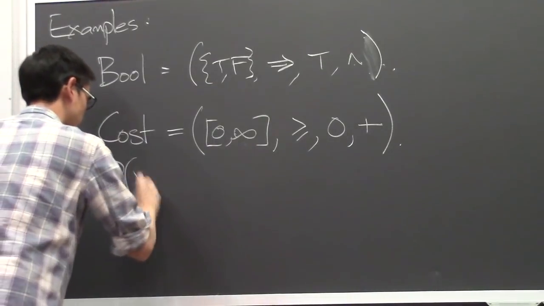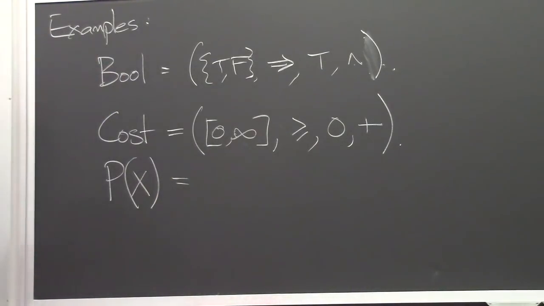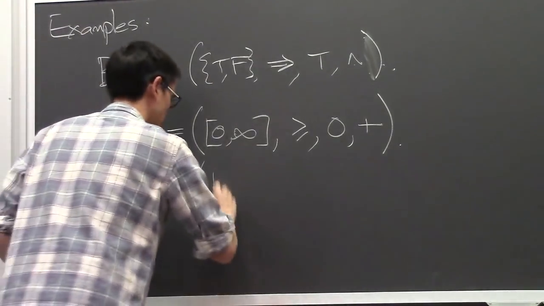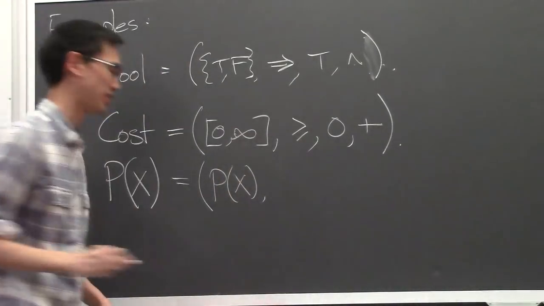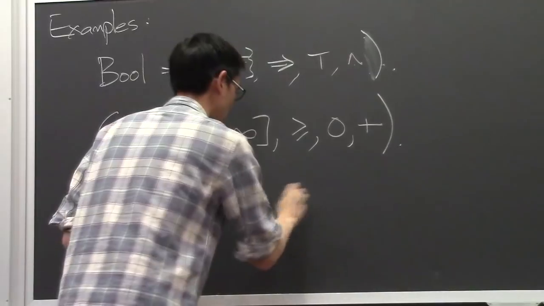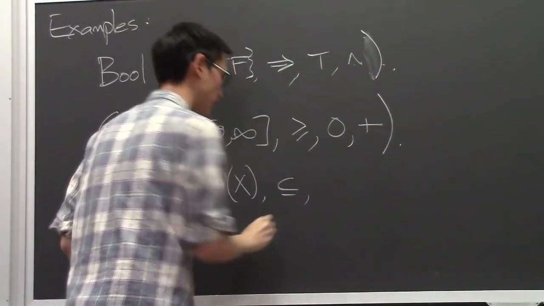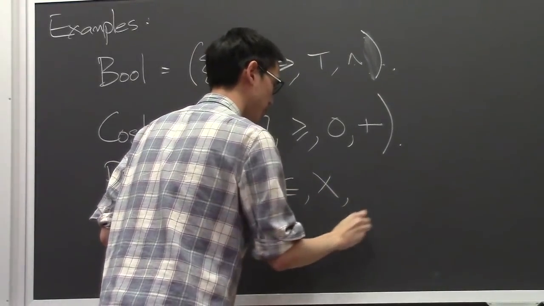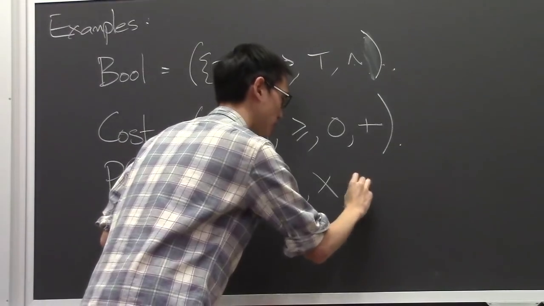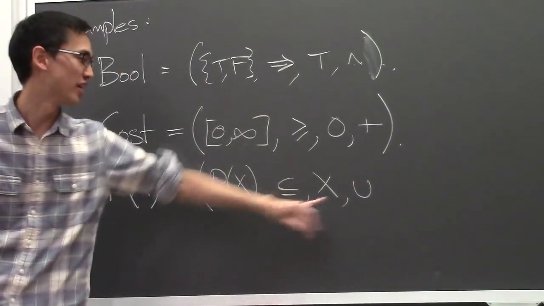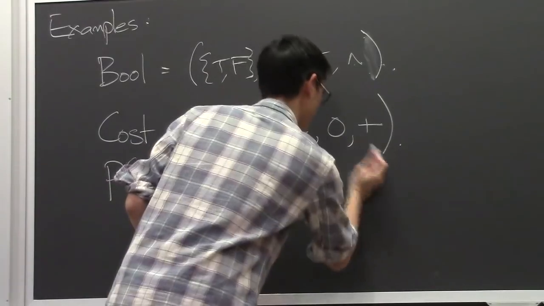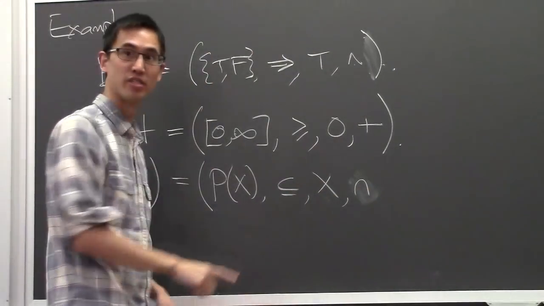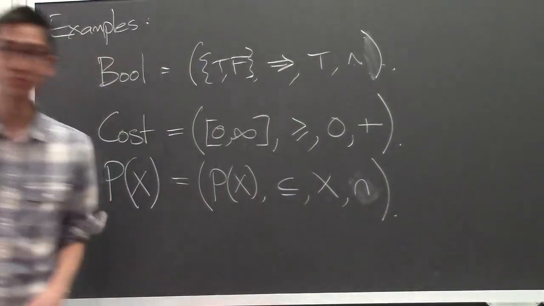And then here's another example. Given a set X, we can take its power set, where the underlying set is the set of subsets. The order is inclusion of subsets. The monoid operation is union, and the monoidal unit is the, sorry, intersection, and the monoidal unit is the complete set.